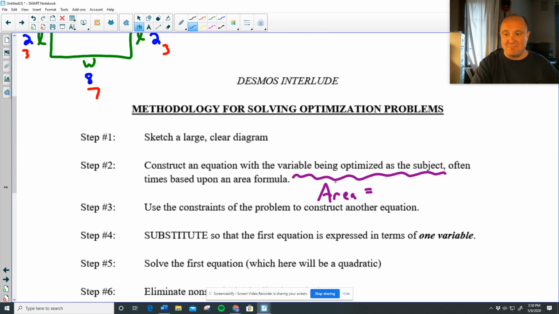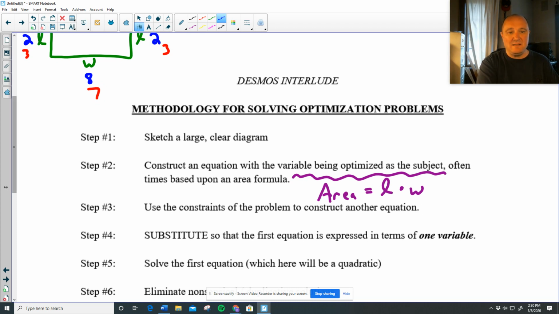So I'm trying to maximize area, so I need an equation that's area equals something. Well, here it's pretty simple. It's just length times width. Easy enough. Step 3, use the constraints of the problem to construct another equation.